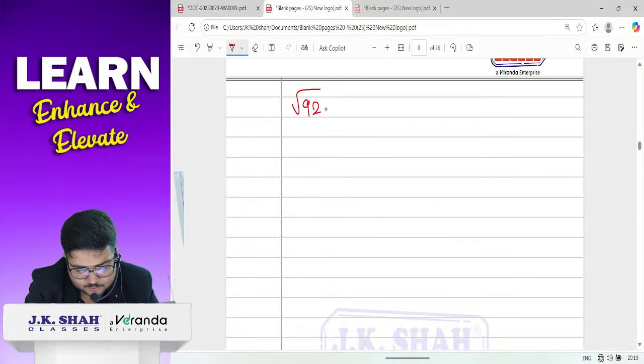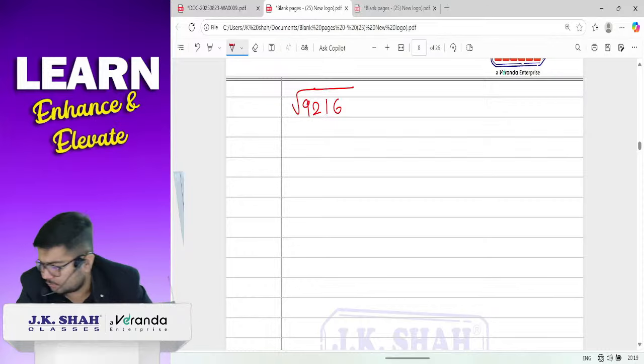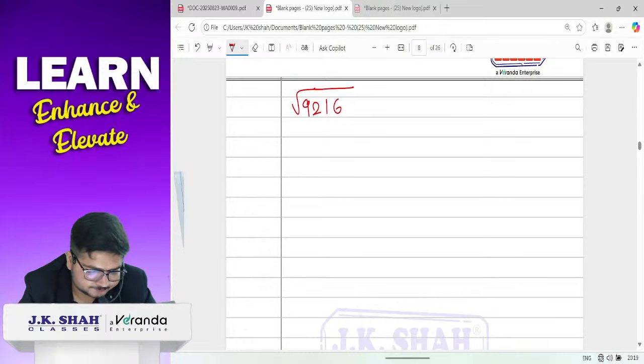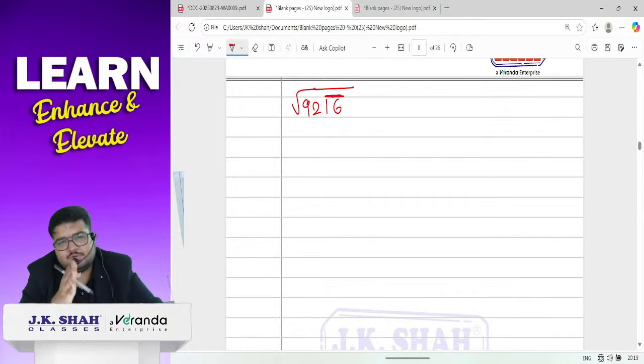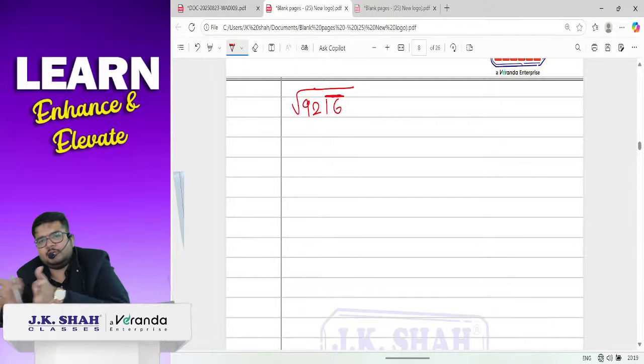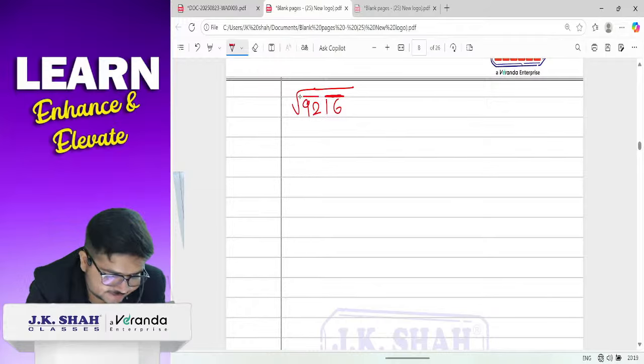Root 9216. I have to find the square root of 9216. How to calculate it? First, you will have to split this. Take the last 2 digits and separate them from the remaining digits. First, you will take this 16. You will work on this 16.